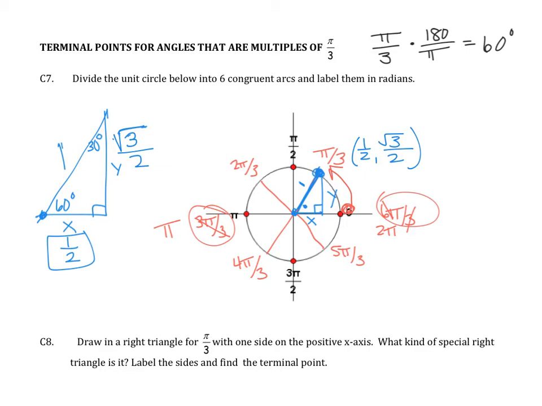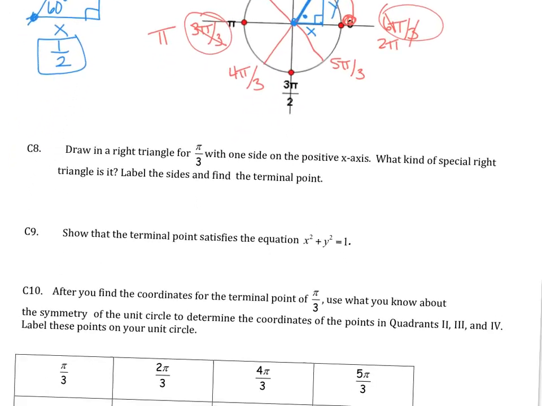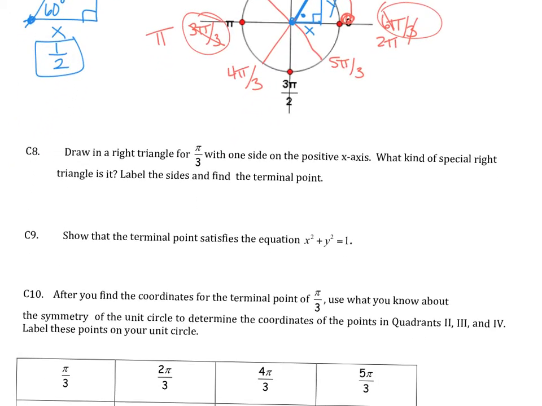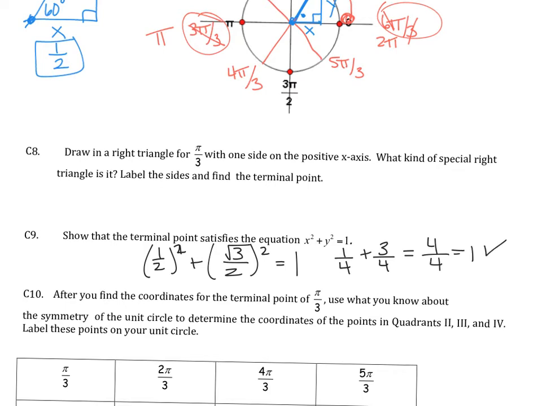So again, we kind of want to prove that this actually works. I'll go through that process real quick. 1/2 squared plus root 3 over 2 squared equals 1. So that's 1 over 4 plus 3 over 4, which equals 4 over 4, and that is 1. So 1/2 comma root 3 over 2 is indeed a very good point on the unit circle.